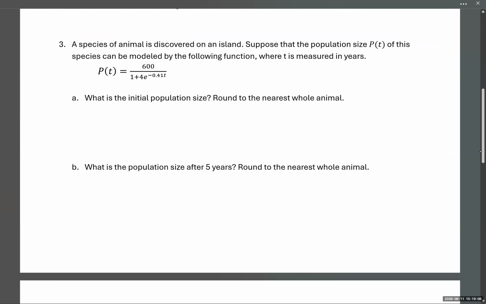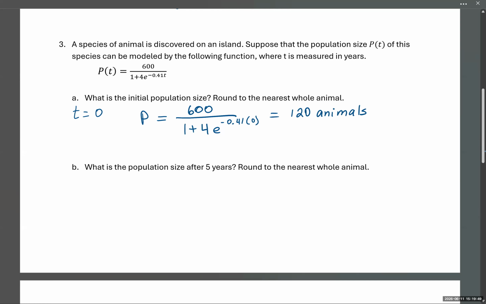Number 3, the species of animal is discovered on an island. Suppose that the population of this species is modeled by the following function. t is measured in years this time. What is the initial population size? And we're going to round to the nearest whole animal on this one. So this is population at time 0. So you're actually going to have to plug in t equals 0 and put it into your calculator if you cannot do it without. So that is 120 animals.